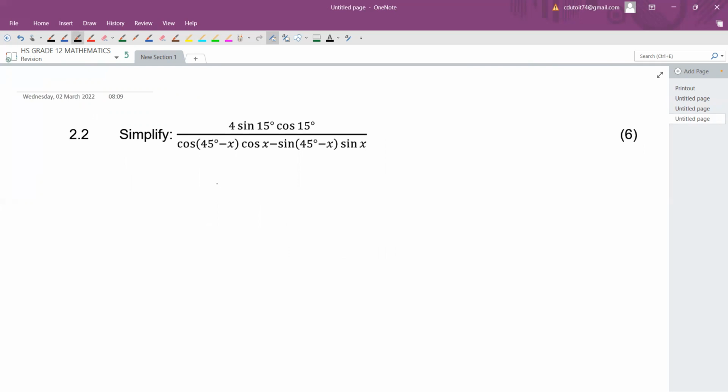Okay. Can anyone help me with something at least? 4 sin 15 degrees times cos 15 degrees. Okay, now maybe you can help me with those. Cos 45 minus x. What's that?